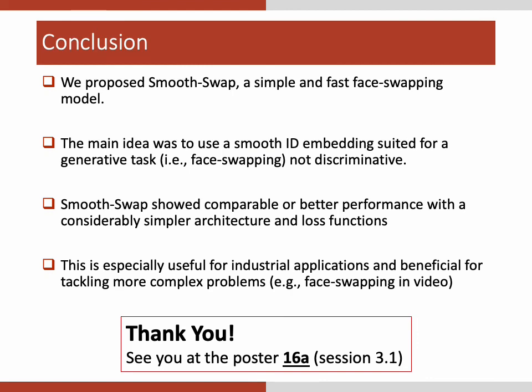Let me summarize and conclude. We proposed Smooth Swap, a simple and fast face swapping model. The main idea was to use a smooth identity embedding suited for a generative task. Smooth Swap showed comparable or better performance with a considerably simpler architecture and loss functions. And this is expected to be especially useful for industrial applications and beneficial for tackling more complex problems.